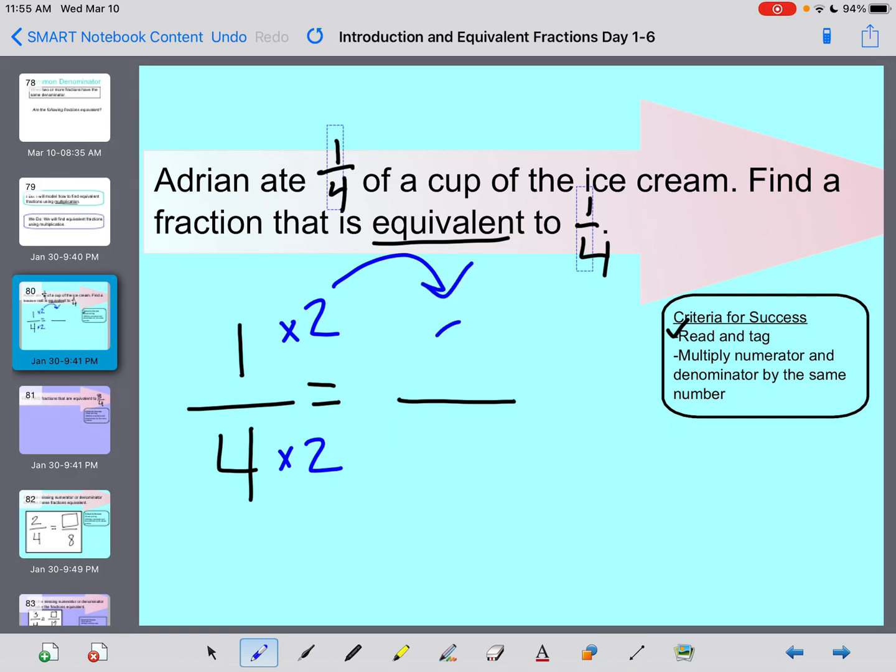1 times 2 is 2. 4 times 2 is 8. So I can say 1/4 equals 2/8. The most important thing to remember is that you're multiplying by the same number on the top and the bottom.